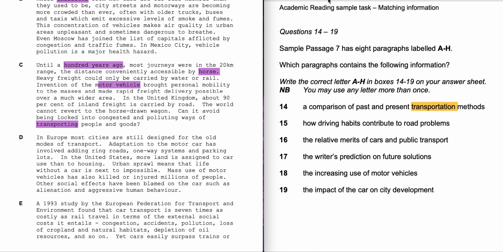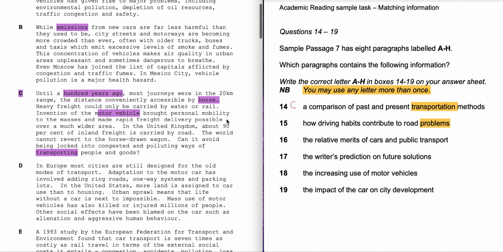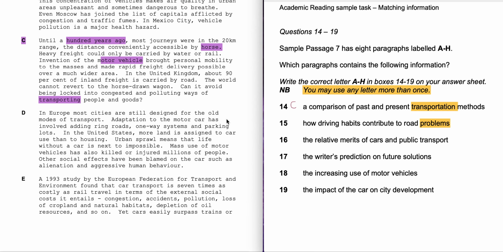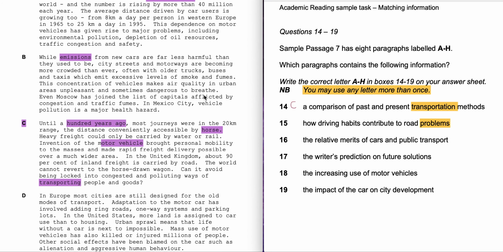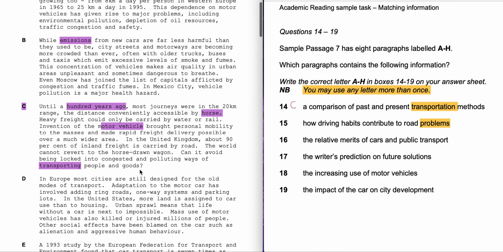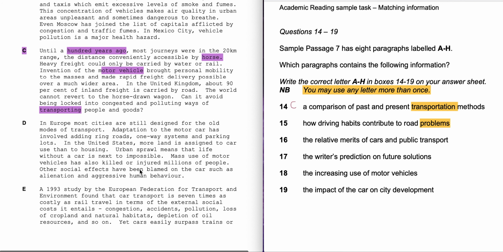So we go further to question number 15. How driving habits contribute to road problems. Our main keyword is going to be problems. We know the text, and we can just scan further and try to find information about driving habits, how they contribute to problems, because as you remember, there was no information about problems yet. This is a main advantage when you start from the beginning: when you come up to following questions like 15, 16, you already know all of these texts, and you will not lose your time. You can just use it properly.